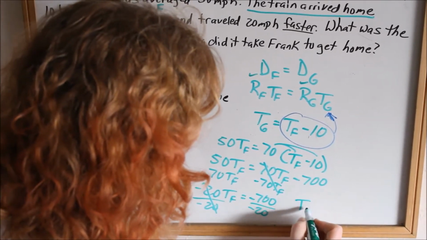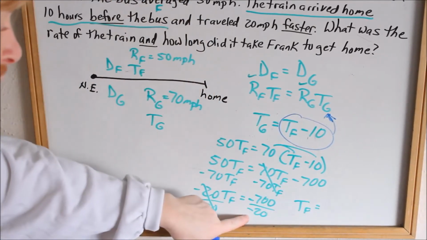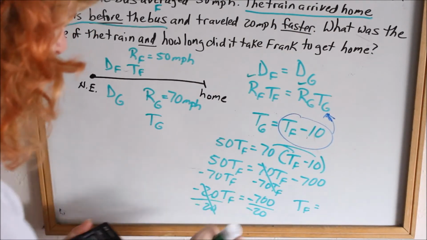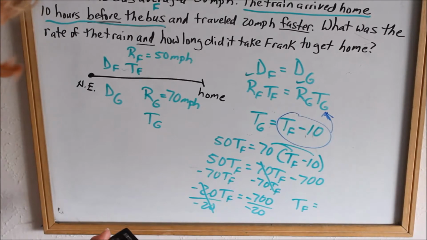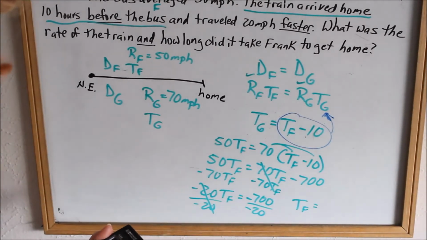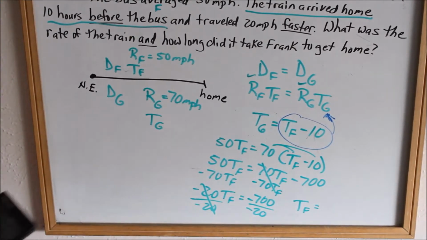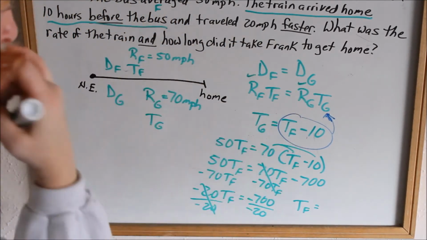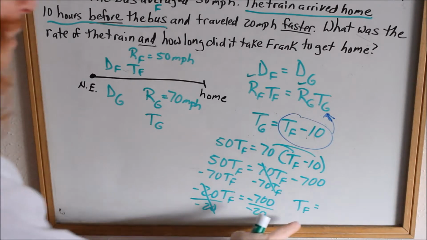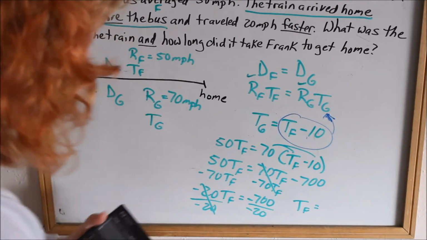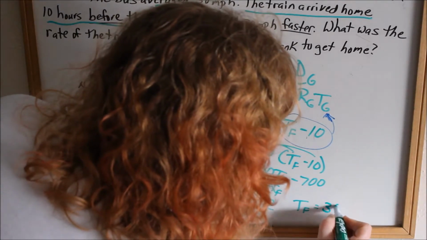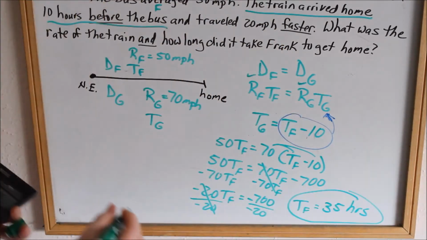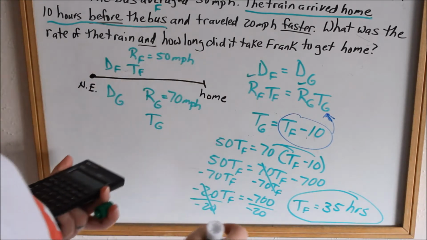So now Frank's time, we should end up with a positive. If you ever end up with a negative time, you did something wrong. A negative divided by a negative is a positive. And 700 divided by 20 is 35. And so we're dealing with time. Everything was in miles per hour. All of our units are the same. So time has what kind of units? It'll be hours. So Frank's time was 35 hours. That's what the question asked for. How long did it take Frank to get home?